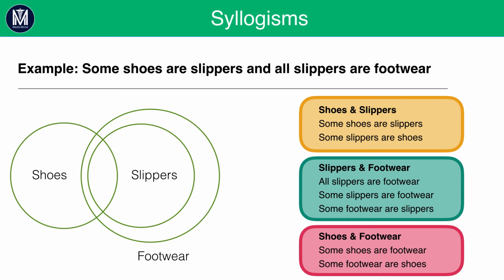The more complicated relationship comes between shoes and footwear. If all slippers are footwear, by that logic, some shoes will be footwear. And if some shoes are footwear, some footwear will also be shoes. Take a moment to look at this one because it's probably one of the most difficult patterns we have come across so far.